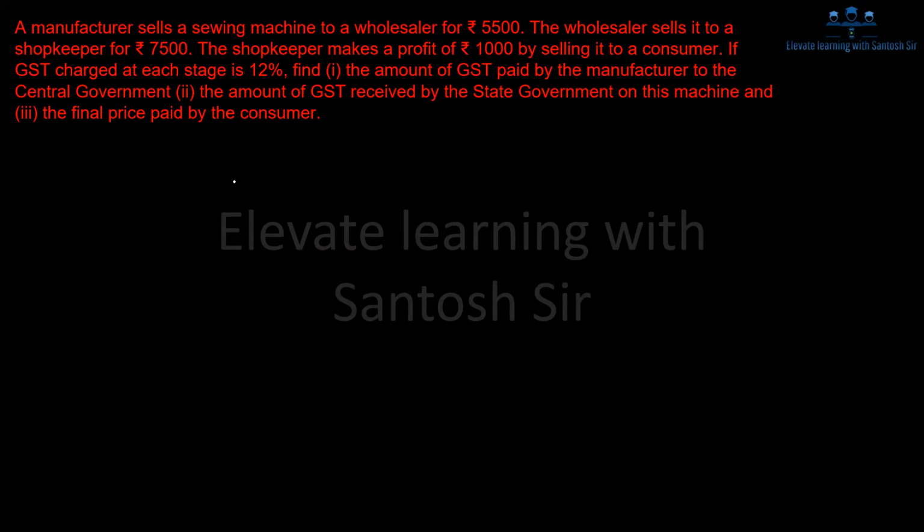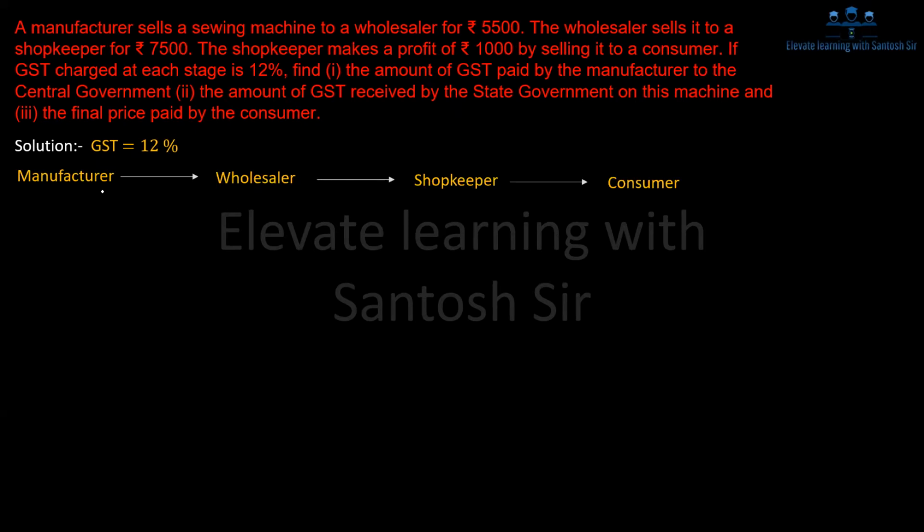So let us understand this. First thing, the GST over here is 12%. Now, who is the first person in the chain? It is the manufacturer. The manufacturer is selling it to the wholesaler, the wholesaler is selling it to the shopkeeper, and the shopkeeper is selling it to the consumer. Now, for the manufacturer, we don't know what his cost price is. For calculation purposes, we consider it as 0. We know that the manufacturer is selling the sewing machine to the wholesaler for rupees 5,500. So for the manufacturer, the selling price will be 5,500, which also means that the cost price of the wholesaler will be 5,500.